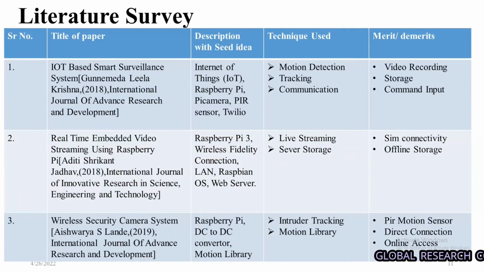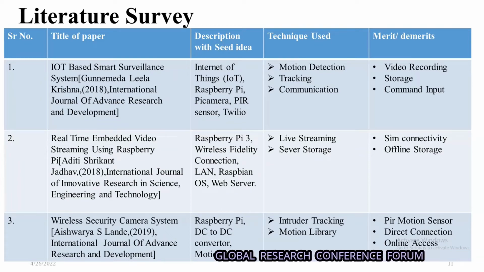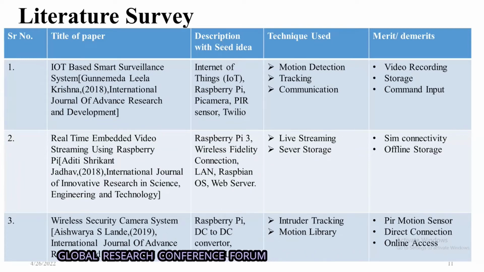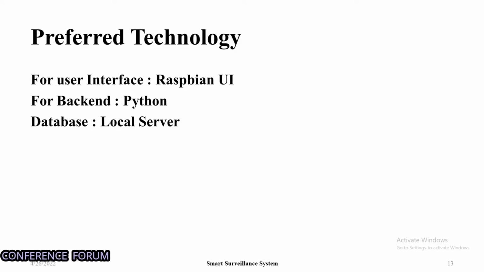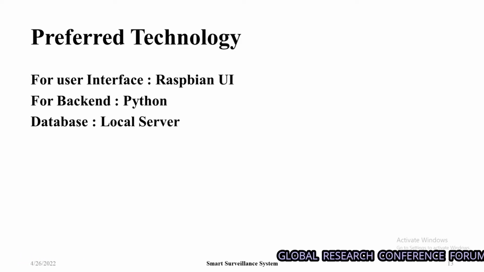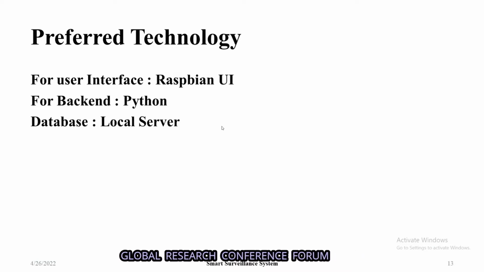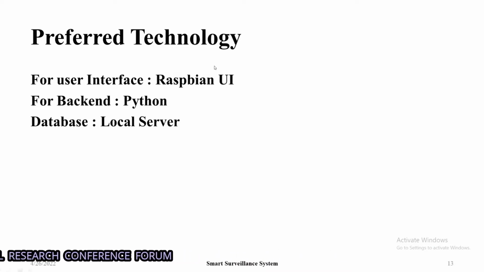Next. This is the literature survey. We referred to six papers. Preferred technology: for the user interface we use a Raspberry UI. For the backend we use Python, and for storing information we use a local server.